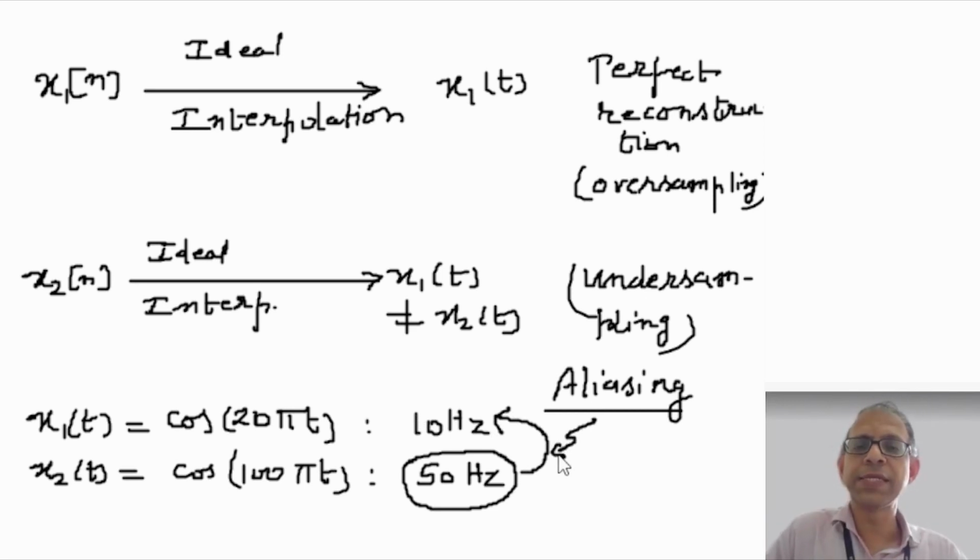This problem of aliasing could be overcome if the sampling rate is kept higher than the Nyquist rate.